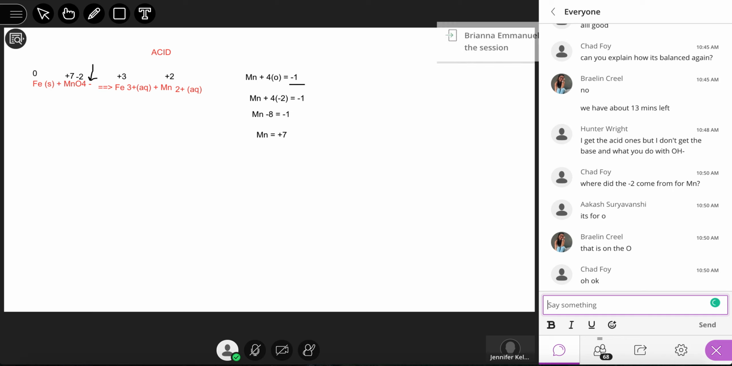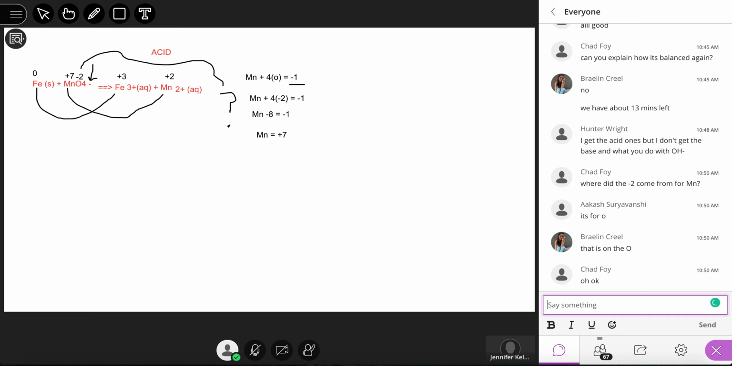Now we're going to look and see what changed. So manganese goes from +7 to +2, so it changed. And oxygen, you can see, is like nowhere to be found, right? And I'll explain that in a second. Iron goes from 0 to +3. The reason oxygen can't be found is because this is an acid and we have to put it's there, but we have to show it in the equation. And I'm going to show you how to get that taken care of here in just a second.